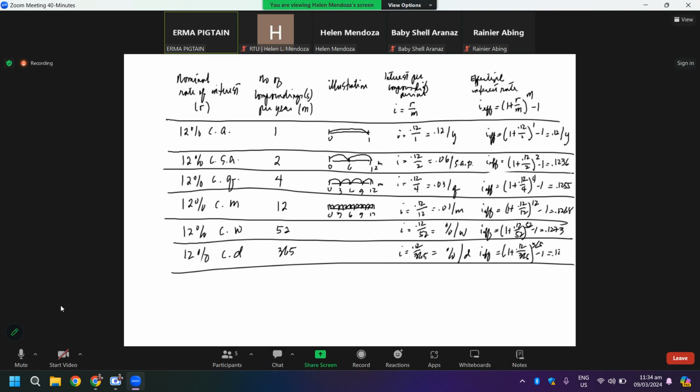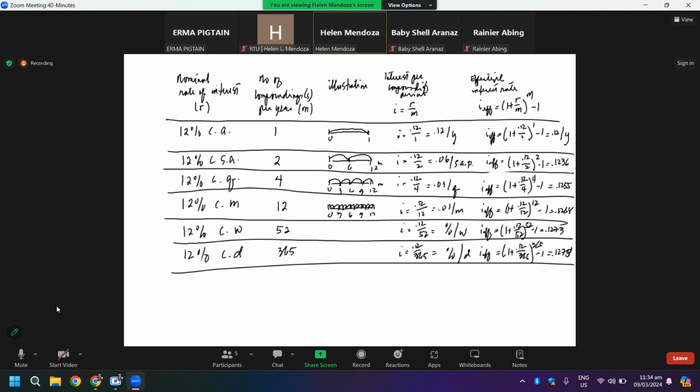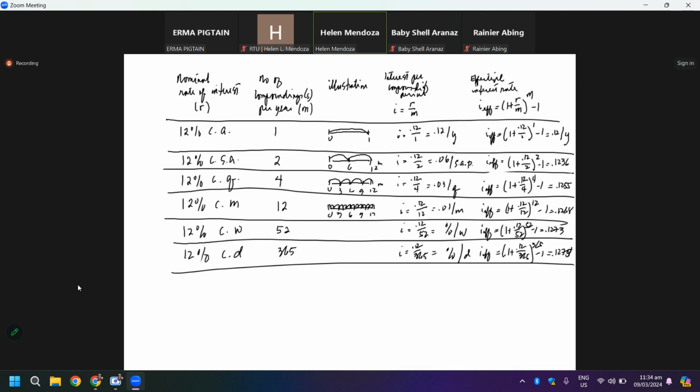1274, ma'am. Okay. So that's it. Makikita mo, the more frequent the compoundings are, the higher the expectation for the effective rate.